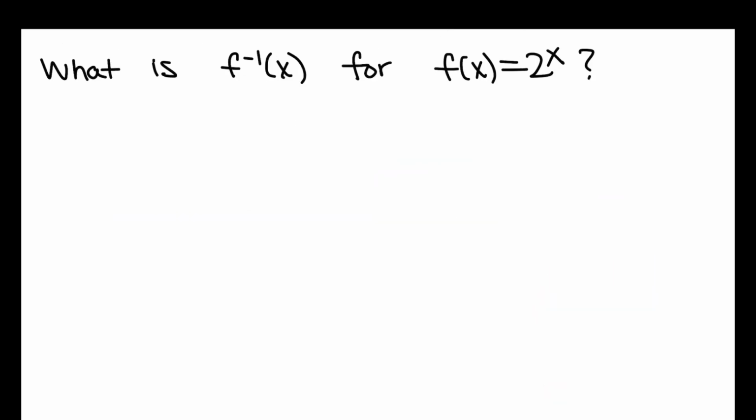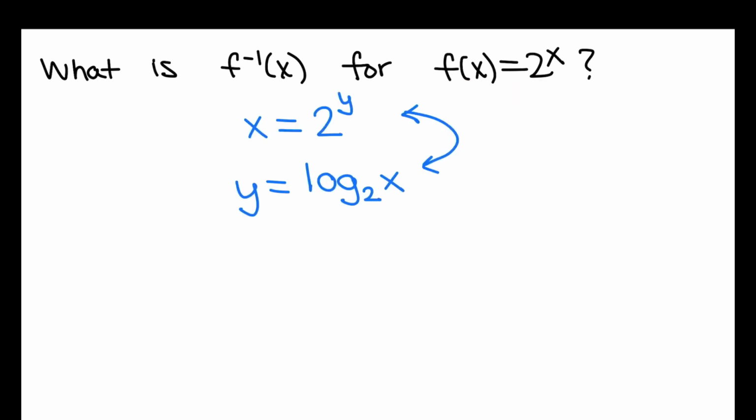Well, to find the inverse of a function, we switch the x's and y's. So I've got the function y equals 2 to the x. If I switch the x's and y's, I get x equals 2 to the y. This expression here, x equals 2 to the y, can be written as y equals log base 2 of x. The logarithm is defined to be the inverse of an exponential function. So x equals 2 to the y is equivalent to y equals log base 2 of x.